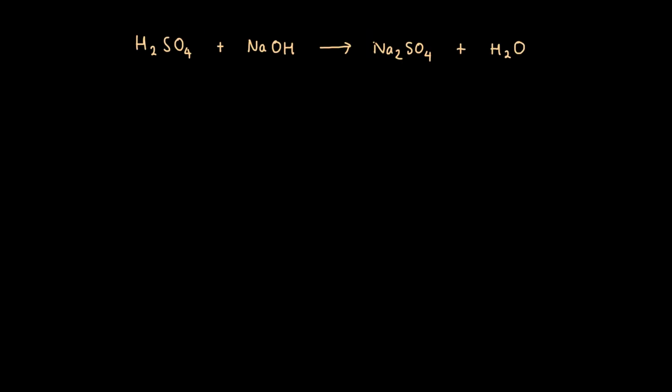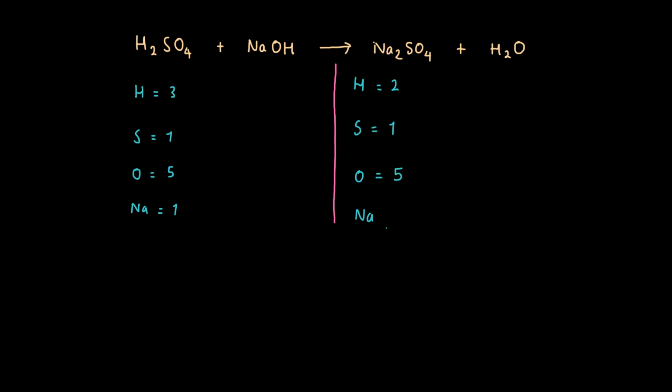Here is another example. Start by drawing a line down the middle. Write down all the atoms on the left and the right. Count how many of each one you have. So on the left we have 3 H's, 1 S, 5 O's and 1 Na. On the right side we have 2 H's, 1 S, 5 O's and 2 Nas.